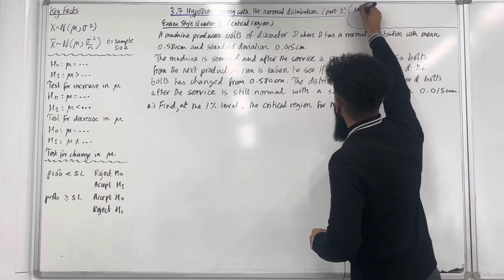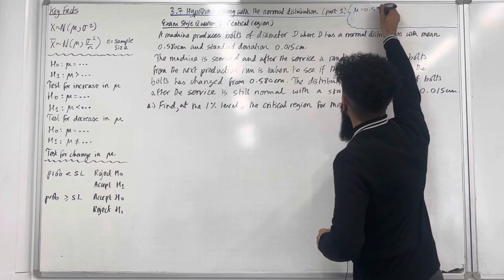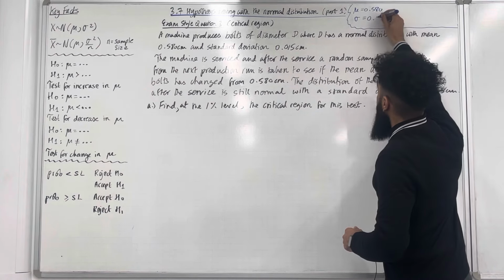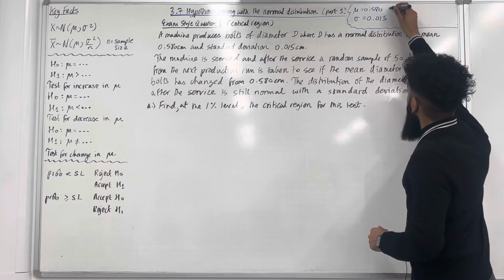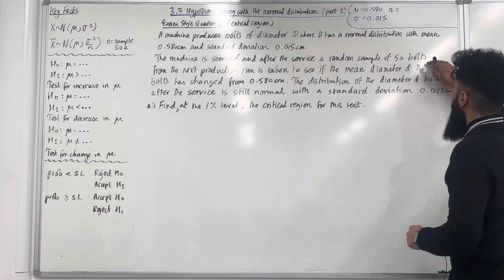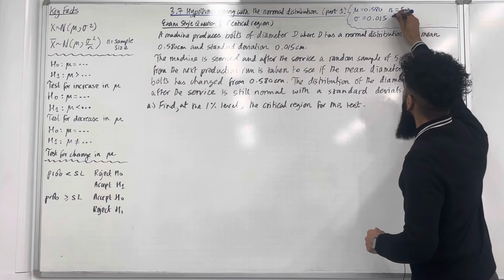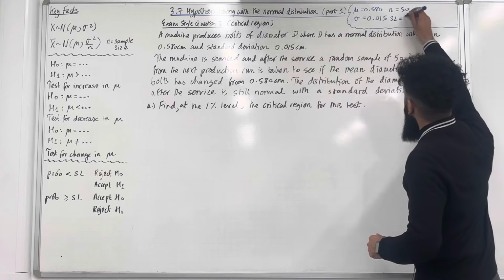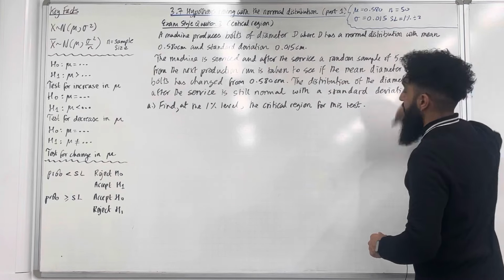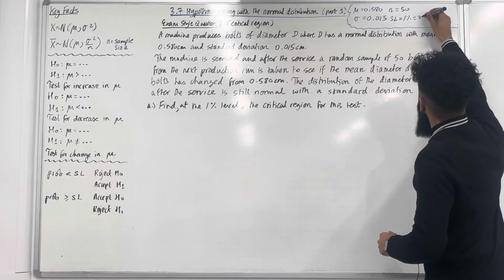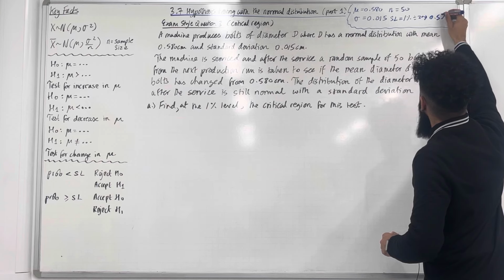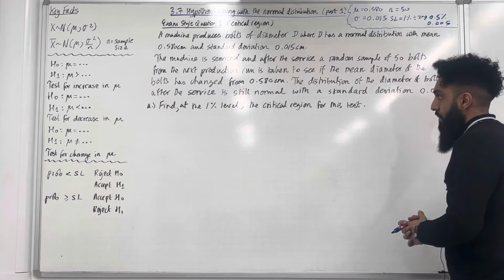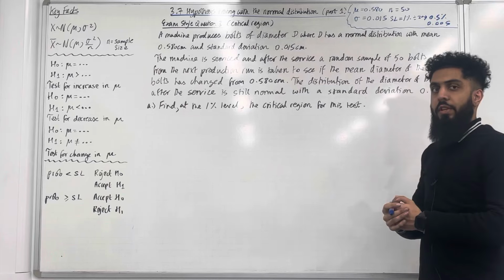We've got the mean mu, which is 0.580. The standard deviation sigma is 0.015. The sample size n, we've got 50 bolts, so n is equal 50. The significance level is 1%. But because it's a two-tailed test, you need to divide it by 2. This gives us 0.5%, and this is equivalent to 0.005. Okay, so now let's proceed with the solution.